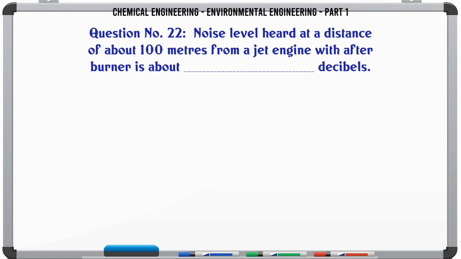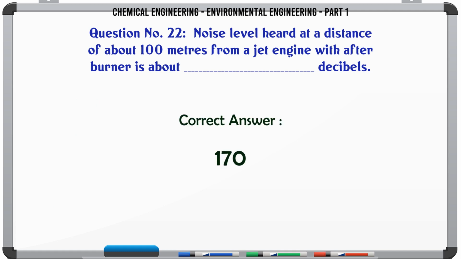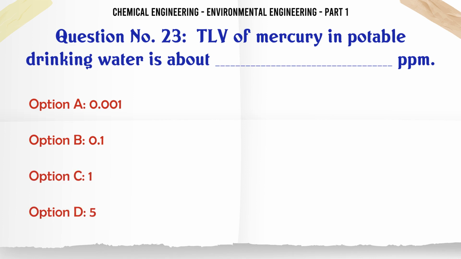Noise level heard at a distance of about 100 meters from a jet engine with afterburner is about _____ decibels. A. 120, B. 140, C. 170, D. 200. The correct answer is 170.